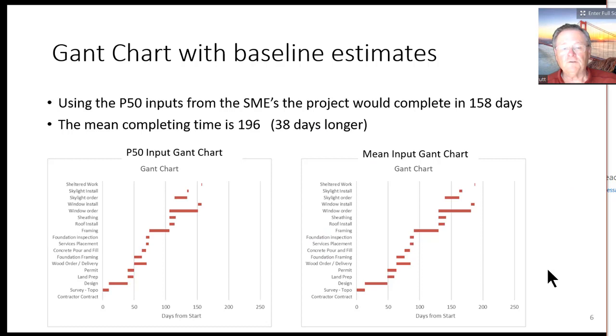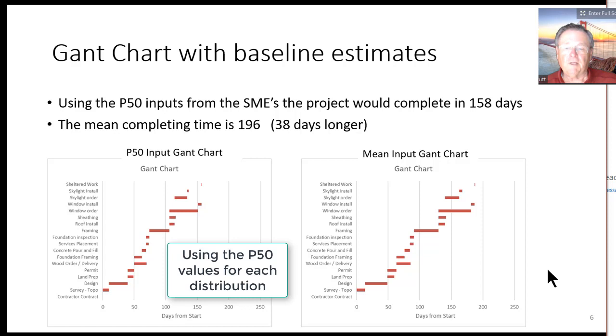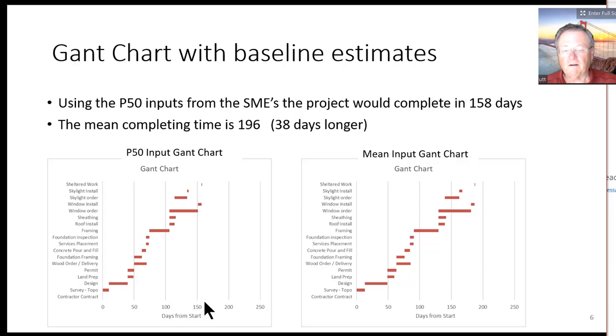Now another chart that's useful is the Gantt chart with the baseline estimates. So this was the P50 input from the subject matter experts. This represented the baseline time in order to complete the house. And as we can see, it's 158 days. So 158 days is right there, okay?